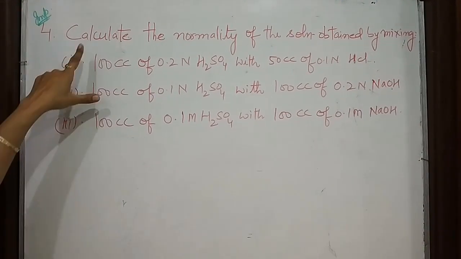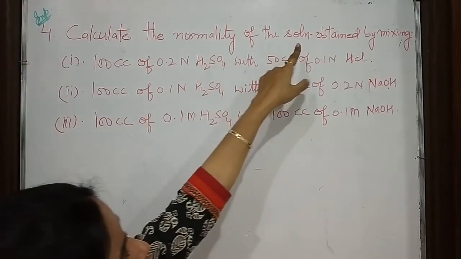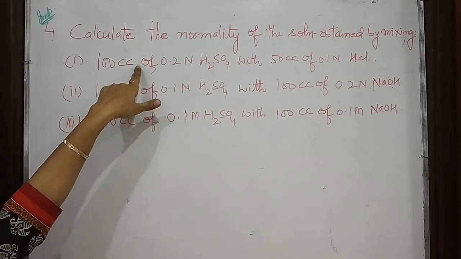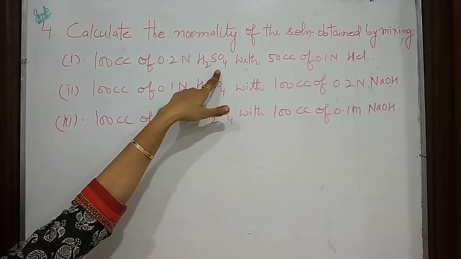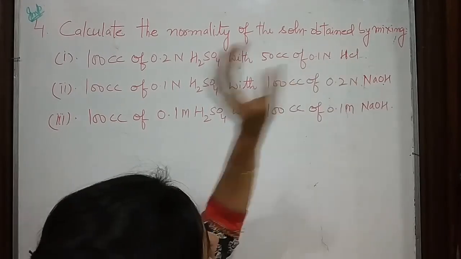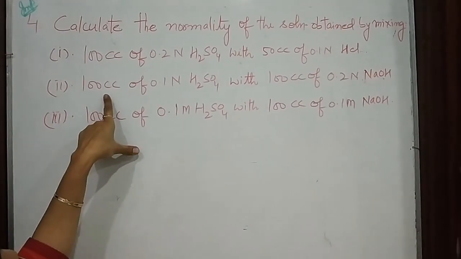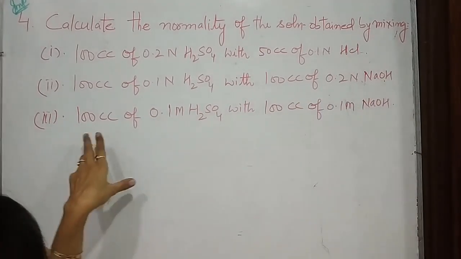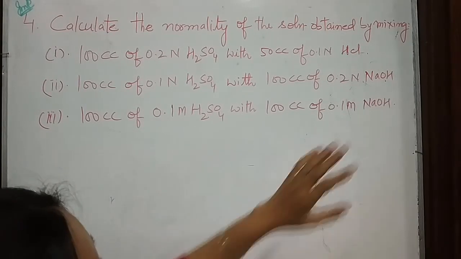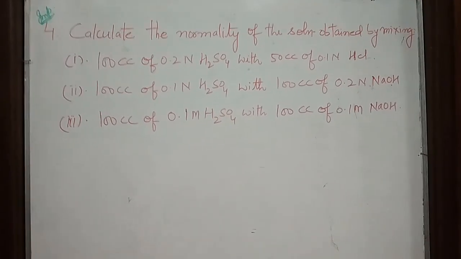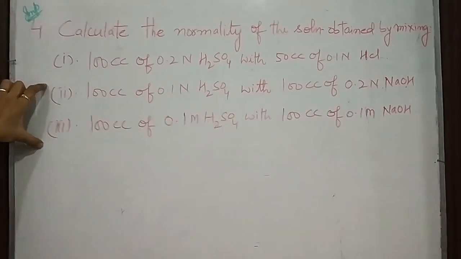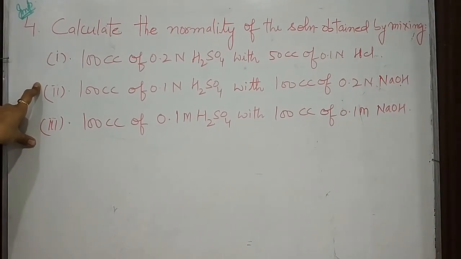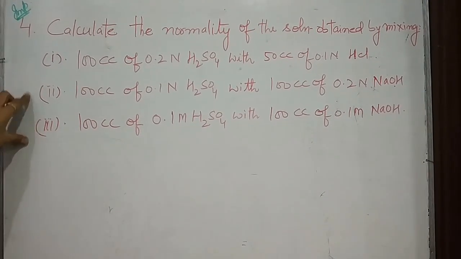Now what is the question? Calculate the normality of solution obtained by mixing. First case is 100 cc of 0.2 normal H2SO4 with 50 cc of 0.1 normal HCl. In the second case, it is 100 cc of 0.1 normal H2SO4 with 100 cc of 0.2 normal NaOH. Then in the third case again, acid with base. The important point is that in these two cases, we mix acid with base, and whenever acid is mixed with base, neutralization takes place.